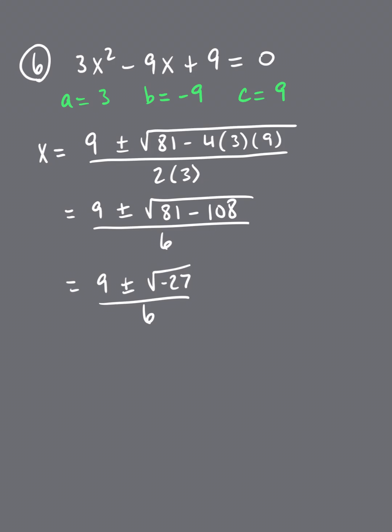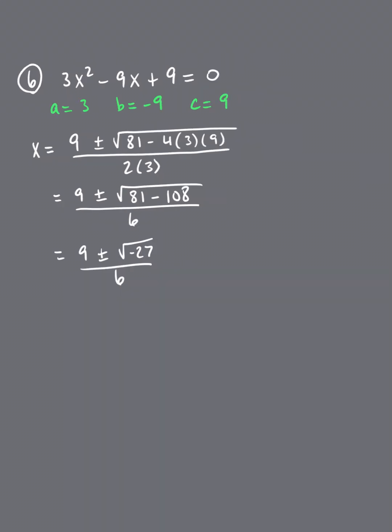Now we're going to simplify the square root just like we do positive square roots. So how would you simplify the square root of 27? This is the square root of 9 times the square root of 3. The square root of 9 is 3. So the square root of 27 is equal to 3 times the square root of 3. Now remember that the square root of -1 is I. That's our imaginary unit I, square root of -1.